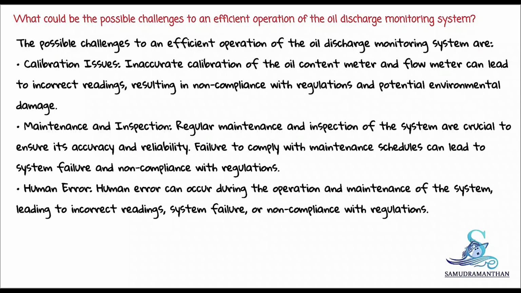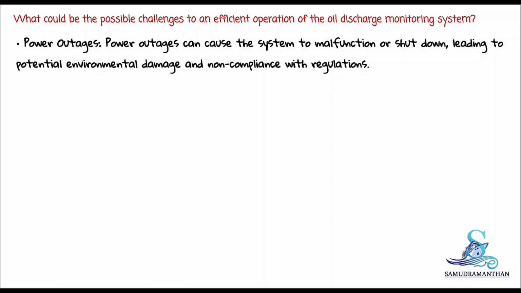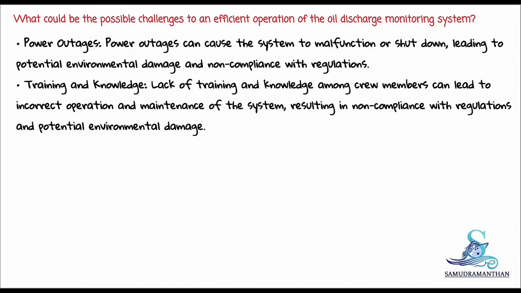Human error. Human error can occur during the operation and maintenance of the system, leading to incorrect readings, system failure and non-compliance with regulations. Technical issues. Technical issues such as sensor malfunctions, software glitches, or hardware failures can cause the system to malfunction or provide inaccurate readings. Power outages. Power outages can cause the system to malfunction or shut down, leading to potential environmental damage and non-compliance with regulations. Training and knowledge. Lack of training and knowledge among crew members can lead to incorrect operation and maintenance of the system, resulting in non-compliance with regulations and potential environmental damage.